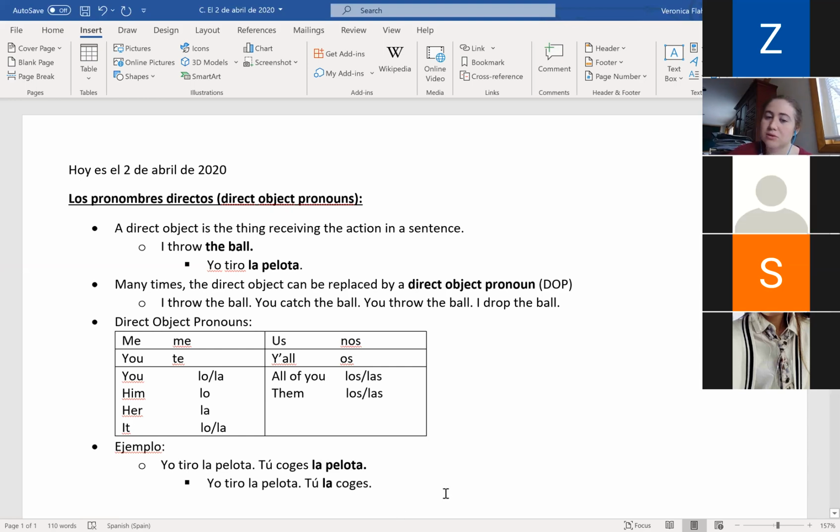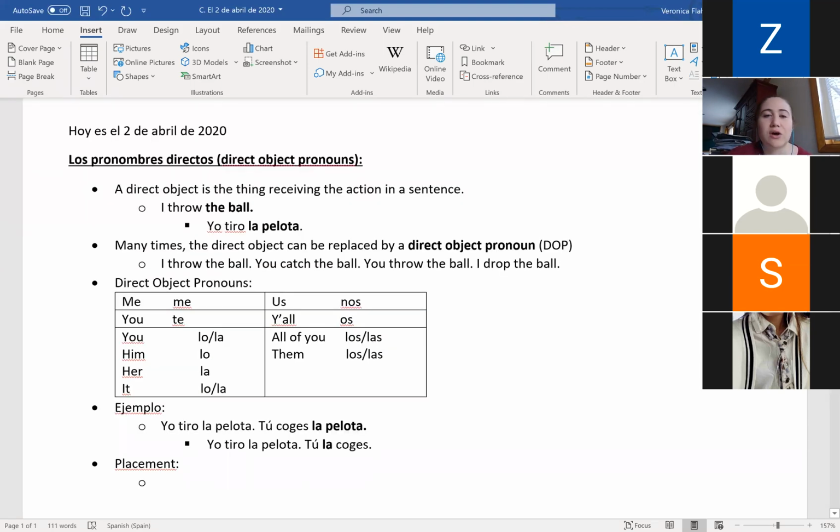Okay, so let's look at that too. Placement. How many places can it go? 3. Good memory, Jenny. 3 places. So it can be placed in front of a conjugated verb. This example applies right there. But let's use a different example.